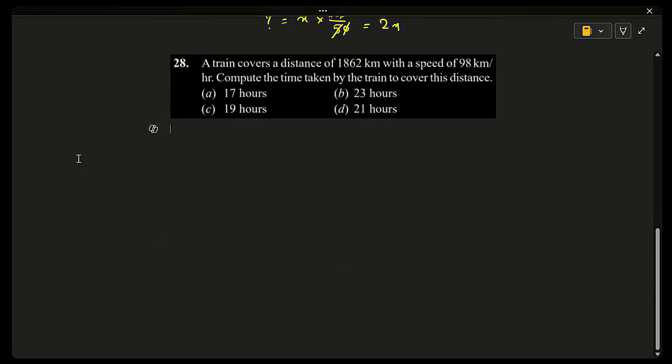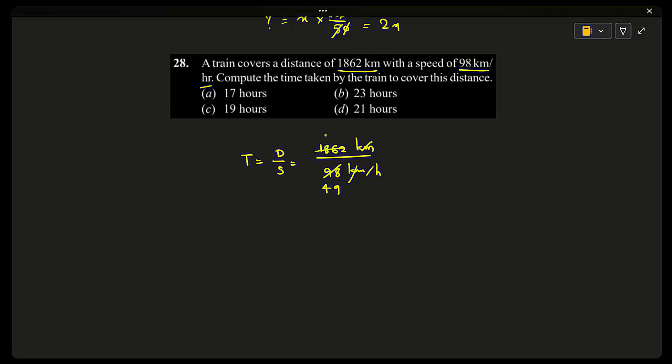28th one. A train covers a distance of 1862 kilometers with a speed of 98 kilometers per hour. Compute the time taken by the train to cover the distance. We know the time formula is distance by speed. Distance is given 1862 kilometers and speed is given 98 kilometers per hour. Kilometer cancel. So we need to cancel this 1862 by 98 to the simplest form. Both are divisible by 2. 2 into 49 is 98. 2 9s are 18. 2 3s are 6. 2 1s are 2.